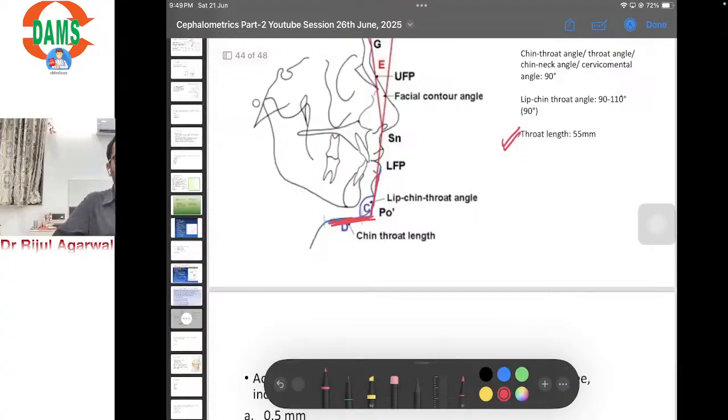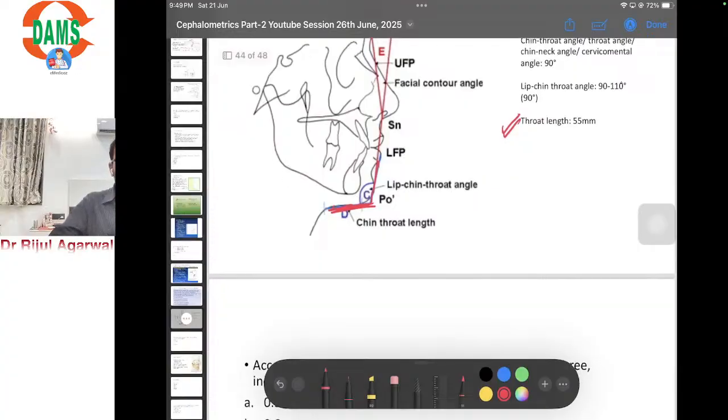Average value being 90 to 110 degree. I hope it's clear. The values are a bit too many, but once the class is over you go through them. I've summarized them or simplified, eliminated most of them, which is most important for exam. I've just taken up that.